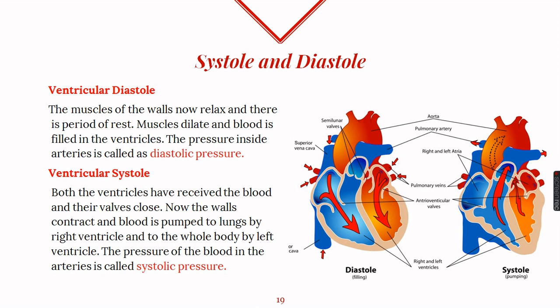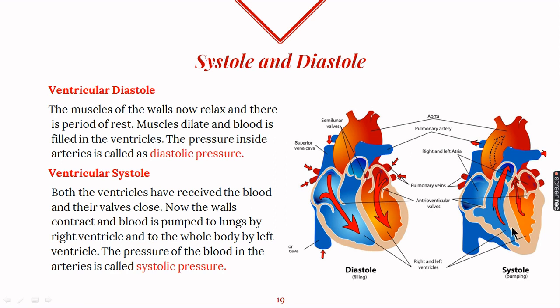At this point of time, the walls of the ventricles are in the relaxed state and the muscles are dilated. This condition is called ventricular diastole, and at this point of time, pressure inside the ventricles as well as inside the arteries is very low. It is called diastolic pressure, which should be 80 millimeter of mercury in a normal person. When the ventricles are full of blood, these valves close so as to prevent any backflow.